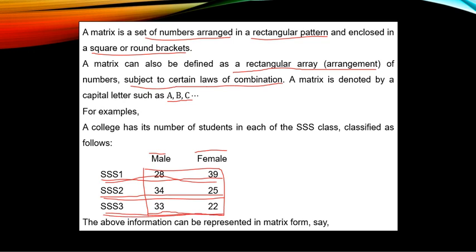While the column is moving from up to down or down to up. So you have the column for male and the column for female. So this row and column helps us to get the order, size or dimension of any matrix.